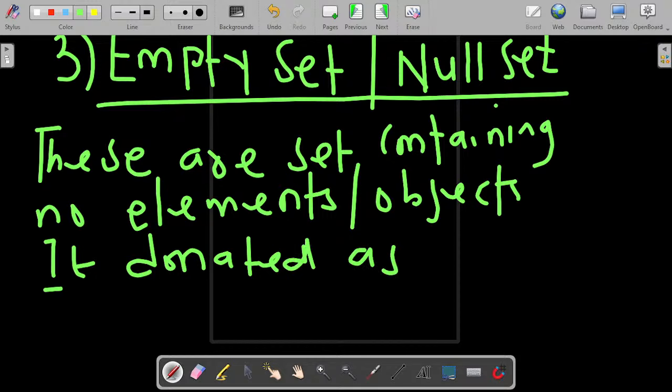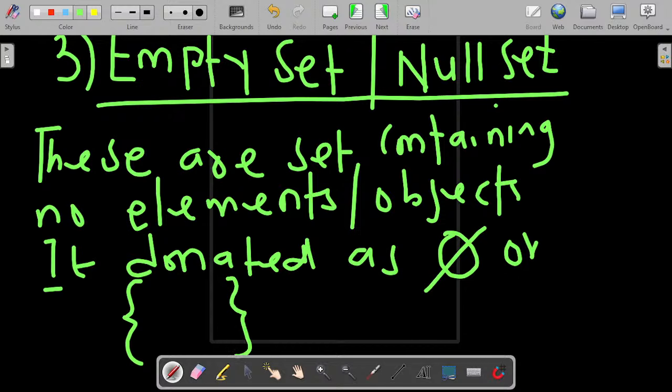How do you know it's an empty set? This is a symbol for it. That is the symbol for an empty set. Or you just see a set with no element inside, just like this. There's no element inside. That's how you denote an empty set.